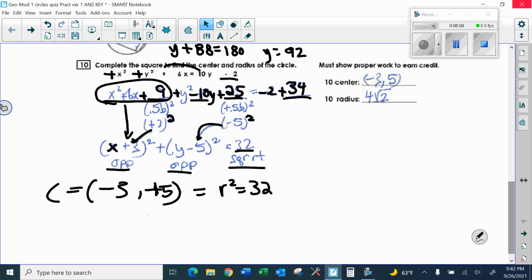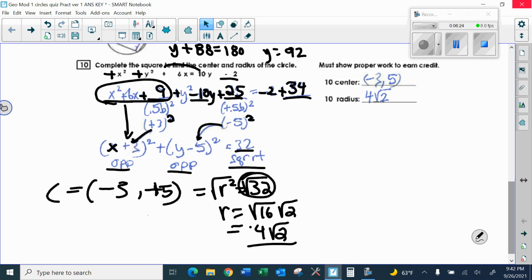And so to get down to r, I need to take the square root of both sides. So r equals square root of 16, which is a perfect square, times 2. And that simplifies to 4√2. Okay, if you left it as square root of 32, you'd only get 1 point. You have to get down to 4√2 to get both points for the radius, and then 2 points for the center. Okay, that's your explanation of your quiz.